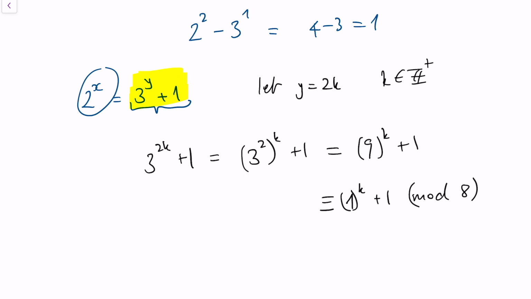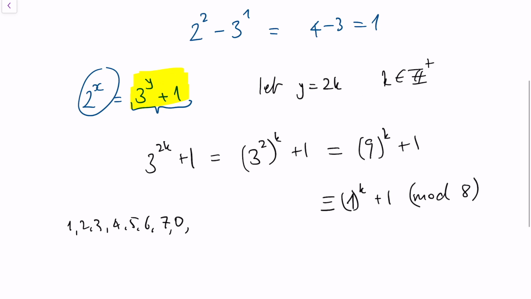If you're not familiar with mod 8, it simply means you count 1, 2, 3, 4, 5, 6, 7, and 8, where you reset the clock, and then you get 1, 2, and so on. So 9 corresponds to 1 in mod 8. So 1 to the k is just 1, and 1 plus 1 is 2, so we get 2 in mod 8. We have shown that if y is an even number, 3 to the power of y plus 1 is not divisible by 8 because you get 2.